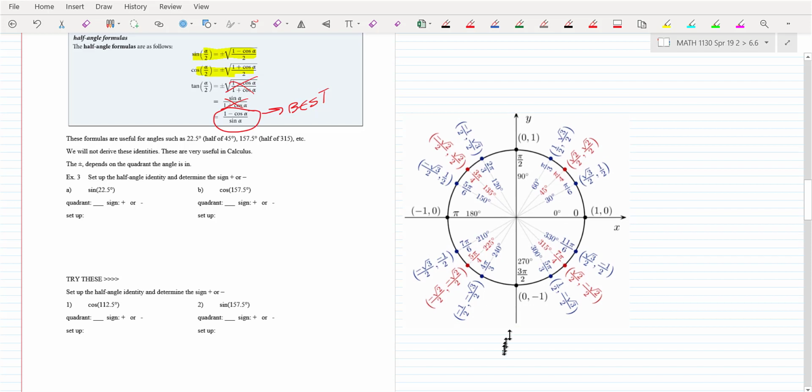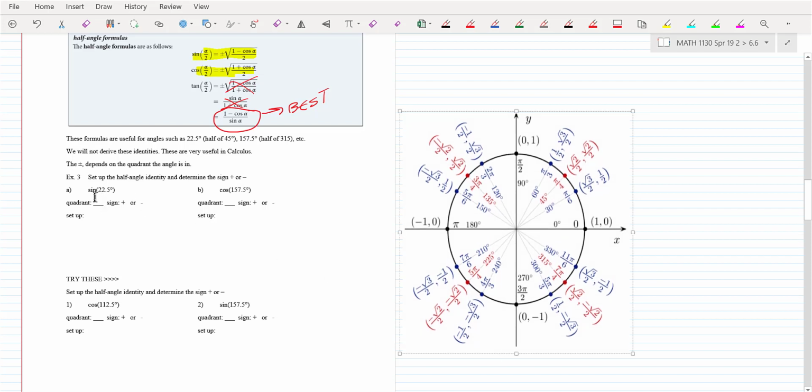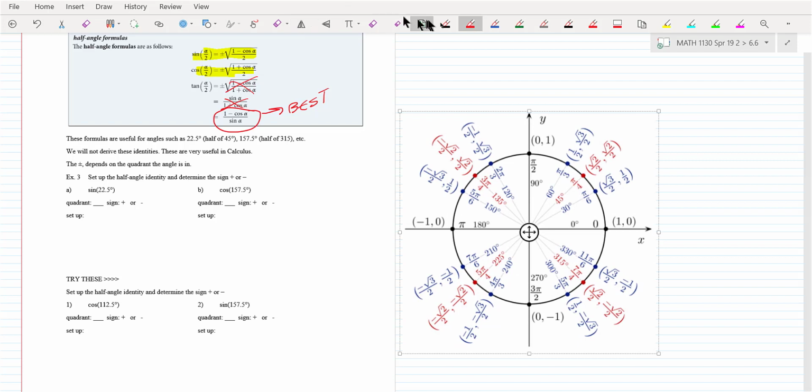So it turns out that we can find exact values for other angles that don't fall directly on the unit circle with your special angles. So it turns out that this is half of 45. So in other words, the sine of 22.5 could be written as the sine of 45 degrees over 2. Okay, and 45 is a special angle, so we can use this identity to do this.